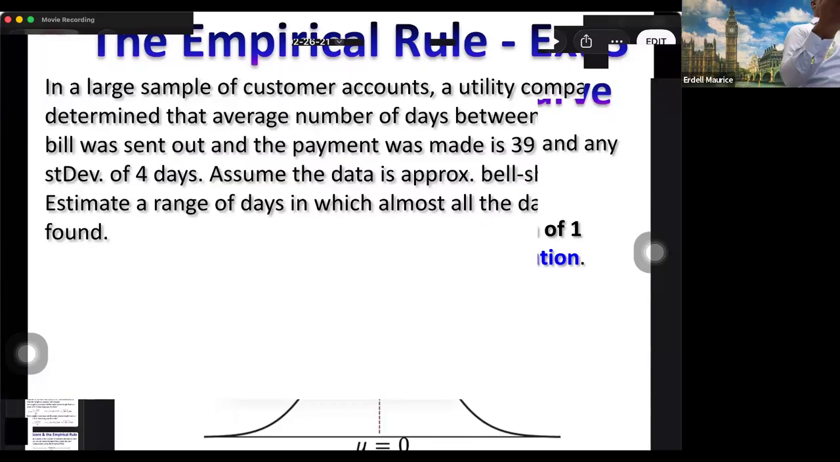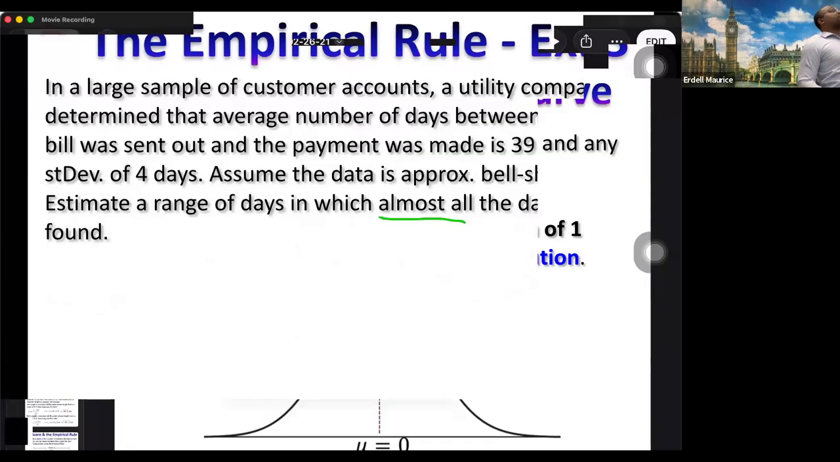All right? So in a large sample of customer accounts, a utility company determined that the average number of days between when a bill is sent out and payment is made is 39 days with a standard deviation of 4 days. Assume the data is approximately bell-shaped, i.e. normal. Estimate the range of days in which almost all the data will be found. The key part right here is almost all. That's what's telling us to use the empirical rule for this question.